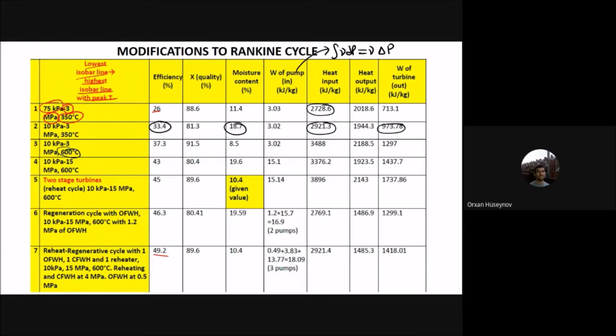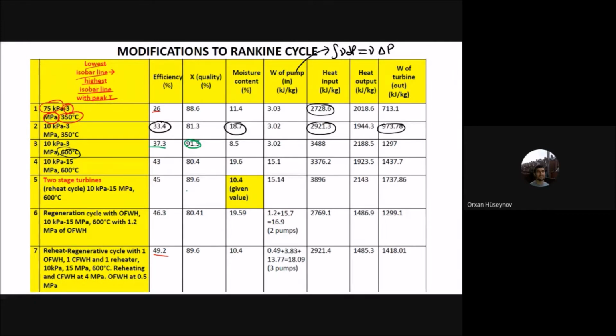You can see that I've increased the temperature here, so the efficiency has also increased, and the quality has increased. It is good for the turbine, because water is dangerous for the turbine. It can erode the blades of the turbine, and these are steam turbines, so what you want is only steam. Okay, so quality has increased, efficiency has increased, because the temperature has increased.